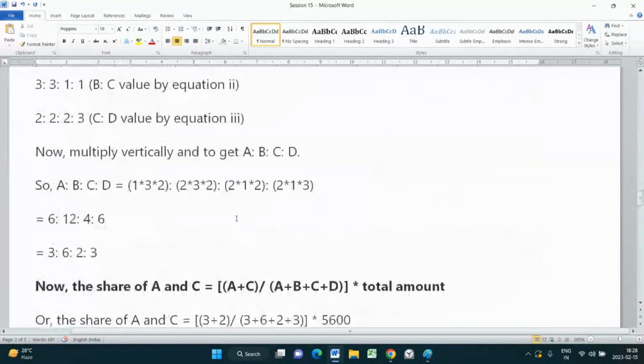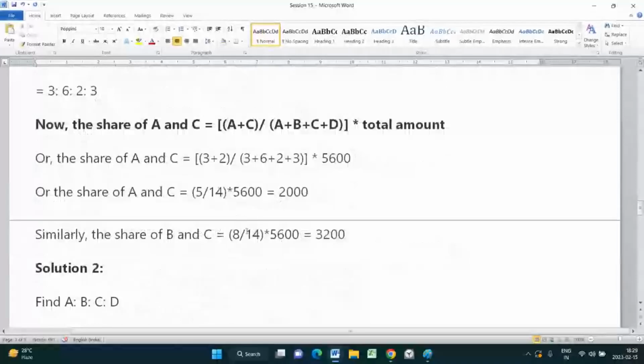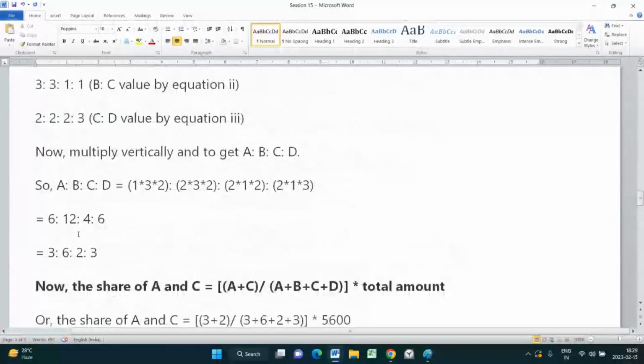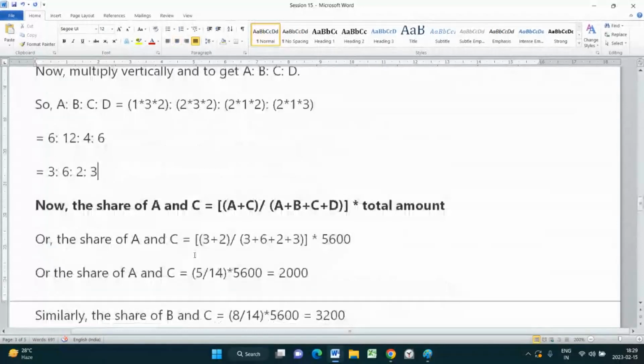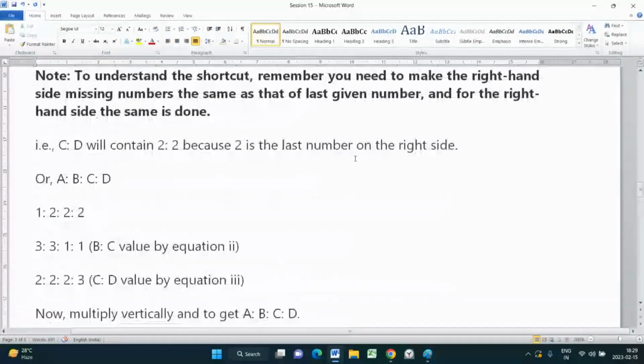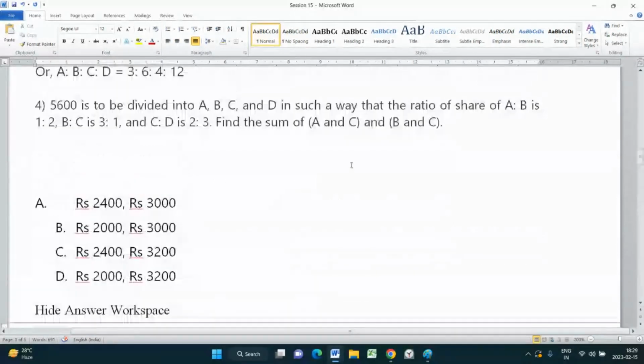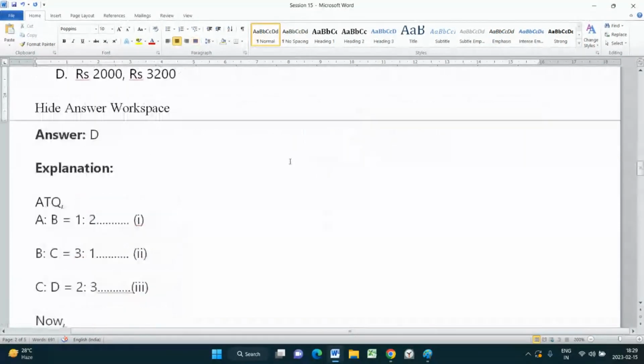So, now, 3 plus 6, 9 by 14 is A and C. A and C, sorry. A and C, B and C. Okay.